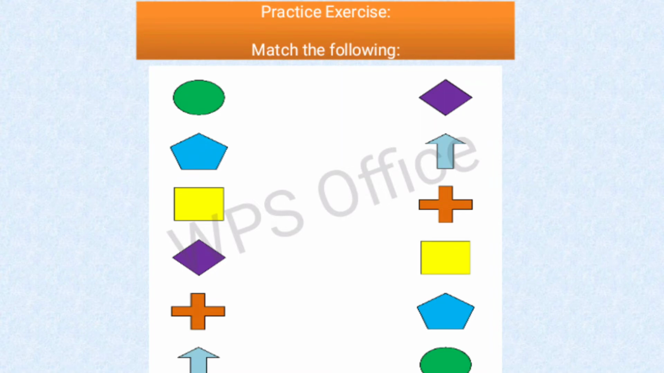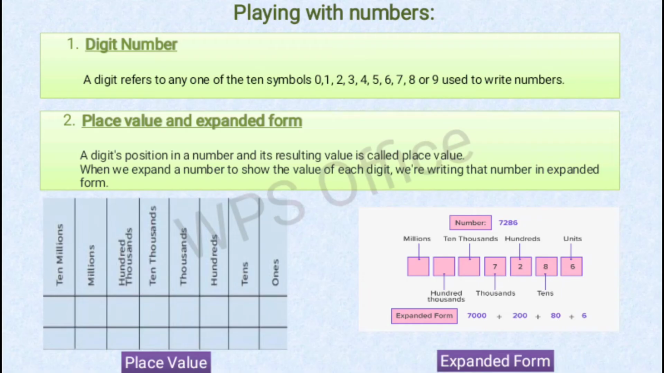Yes, the third figure on the right hand side will be the correct match of this orange color plus sign. Now an arrow in light blue color will be matched with the second object in the right hand row. Well done. Now, since you have completed all the previous exercises, we will move forward with playing with numbers.